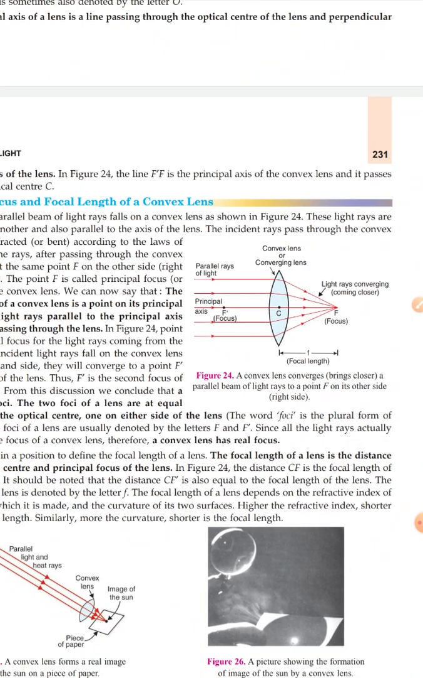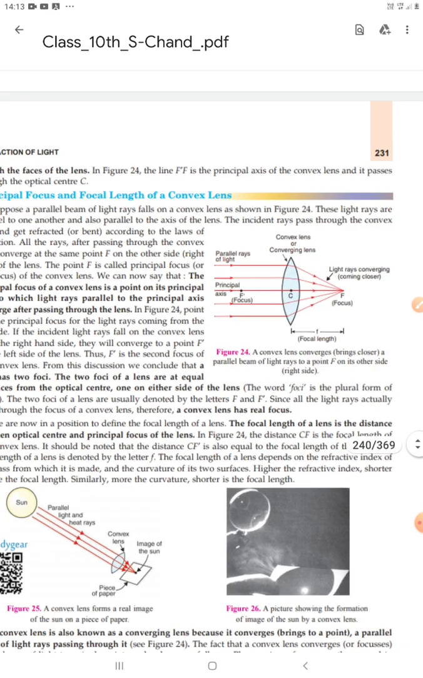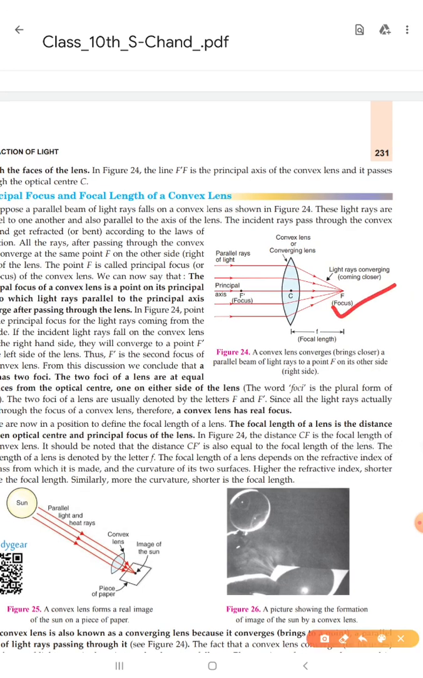This is an important point. There are two foci. This is the main focus, or the principal focus, and the other focus is exactly the same distance from the optical center. Suppose the distance from the optical center to the principal focus is 2 centimeters; then on the left side, at a distance of 2 centimeters from the optical center, that point is also called a focus. So there are two foci in a convex lens, and in a concave lens also, but you should know about the principal focus.